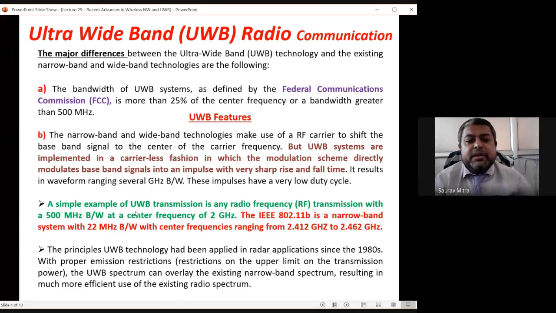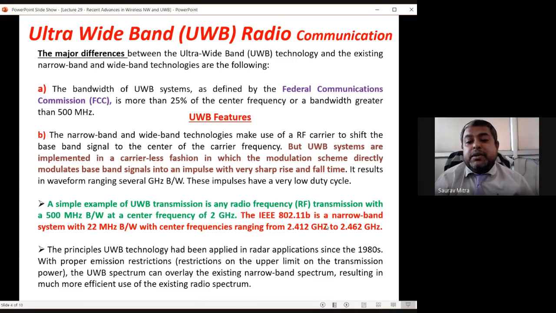A simple example of ultra wideband transmission is any radio frequency transmission with 500 megahertz bandwidth and a center frequency of 2 gigahertz. So remember this: UWB transmission is any radio frequency transmission with 500 megahertz bandwidth, as mentioned previously, and a center frequency of 2 gigahertz and above. Here, another new thing we are talking about is the narrowband technologies, called IEEE 802.11a and IEEE 802.11b. So this is ultra wideband, and 802.11a and b are called narrowband. This difference is asked: what is the difference between ultra wideband and narrowband technology?